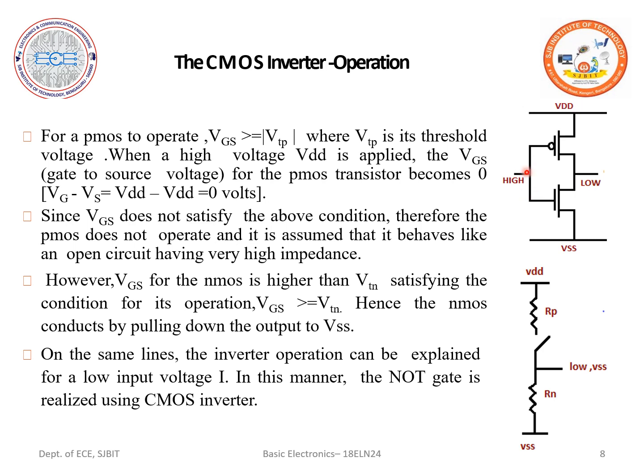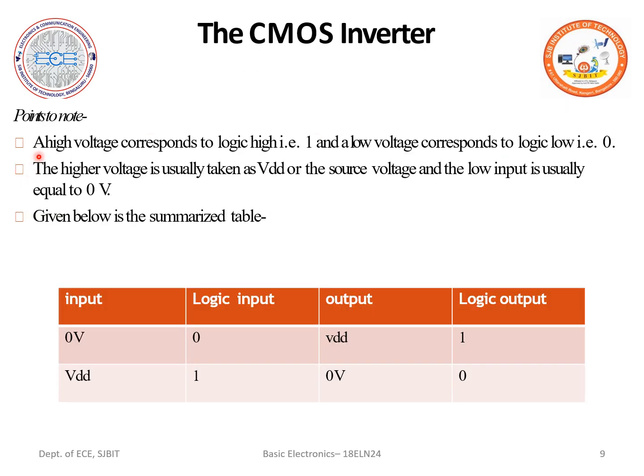Whenever I make my input equal to 0, the PMOS is going to satisfy the condition, that is, VGS is greater than VTP. Hence, the PMOS is going to conduct, pulling up the output to VDD. So this is how the CMOS is going to work as an inverter.